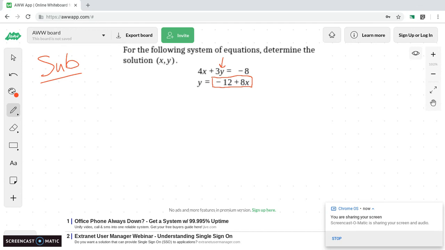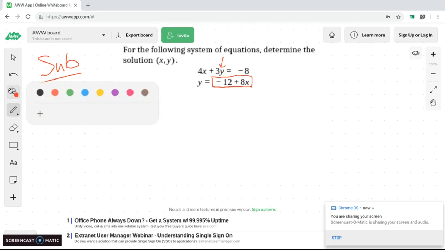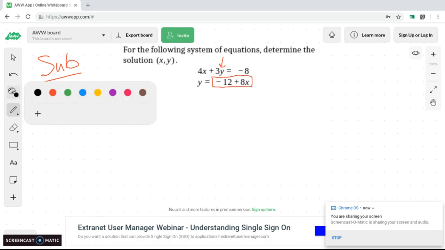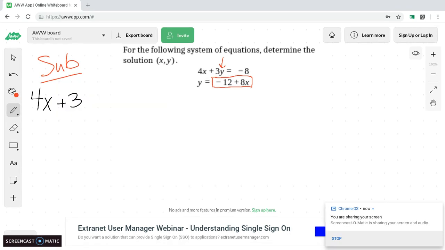Okay, so what's going to happen is since we're plugging it into the top equation, we're going to start with the top equation. So we still have our 4x plus 3, but instead of our y, we take the y out and we're plugging the whole box in. So in parentheses, we're going to have negative 12 plus 8x in parentheses, because all of that replaced the y. So we take the y out, we put the whole box in, and then we have equals negative 8.